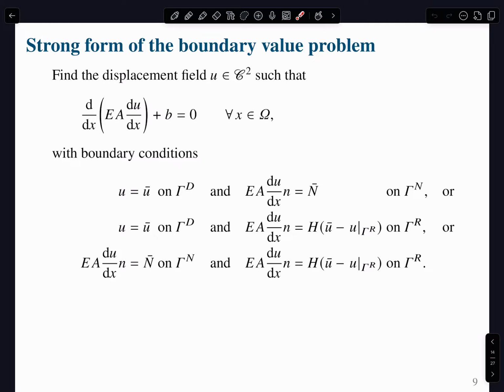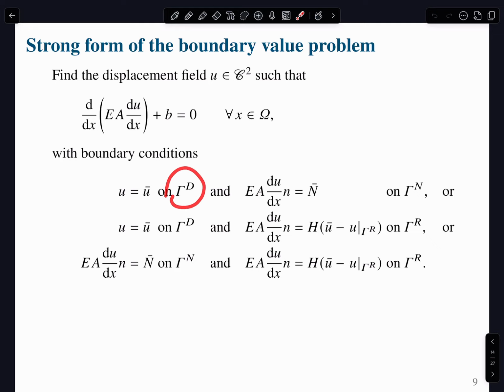So our strong form of the boundary value problem is: find the displacement field U in C2 such that this equation holds, my governing differential equation, with boundary conditions. Now, obviously, I have two boundaries, right? If I look at my one-dimensional bar, I have just two ends of the bar, so I just have to select two boundary conditions for this problem. And this is again a very simple case in the one-dimensional problem, because when we move to higher dimensions, we actually have an infinite number of points along the boundary. So it becomes a little bit harder to explain.